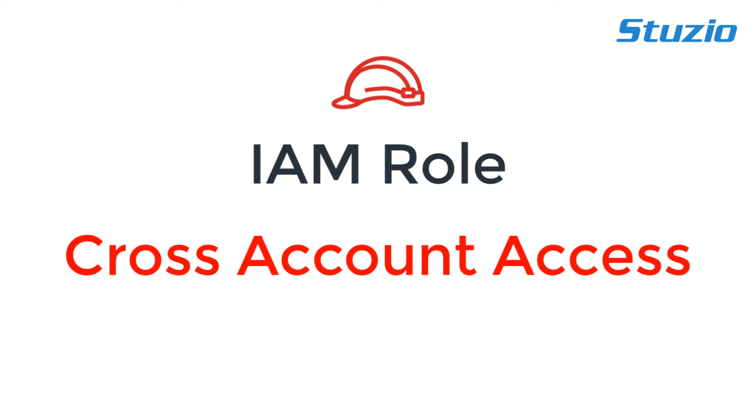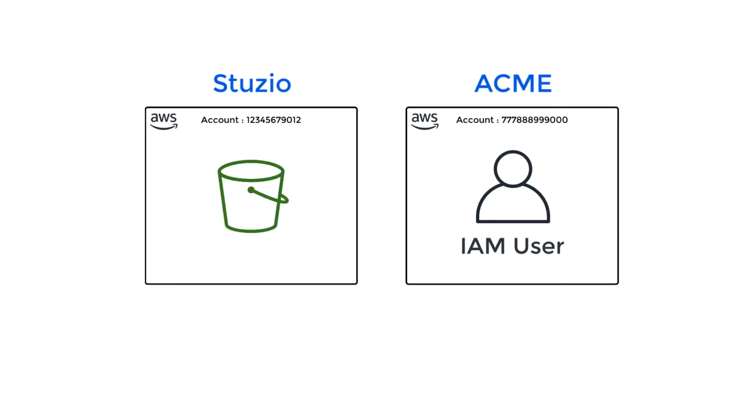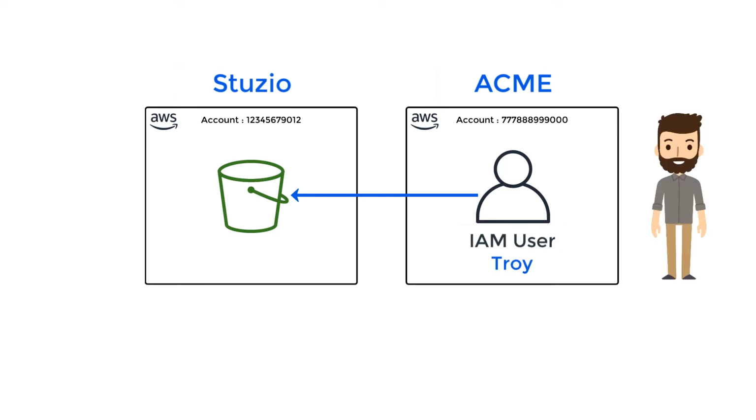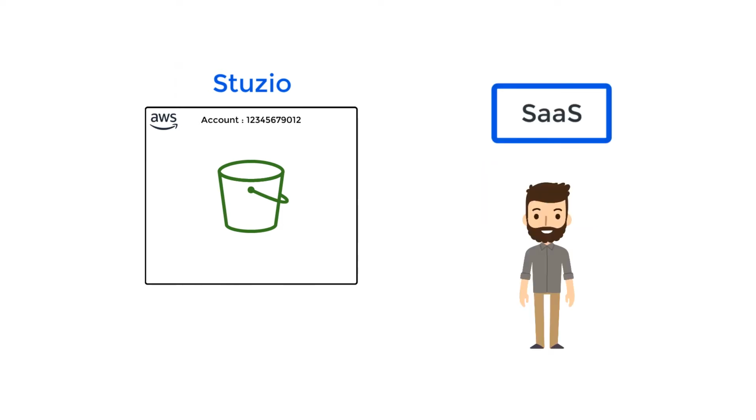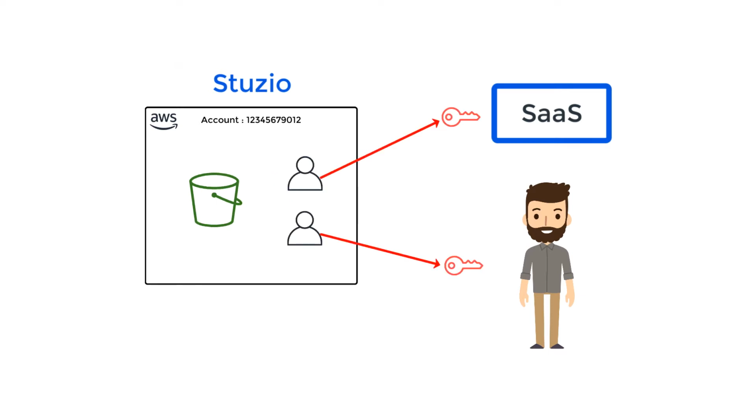Hello, in this tutorial, we will use IAM Role for a common use case where an IAM user in one AWS account needs to access resources in another AWS account. Examples include consultants working on your project or a SaaS application that needs access to monitor resources in your AWS account. One of the advantages of using an IAM role for this use case is that you don't have to hand out long-term credentials like username and password or access keys.